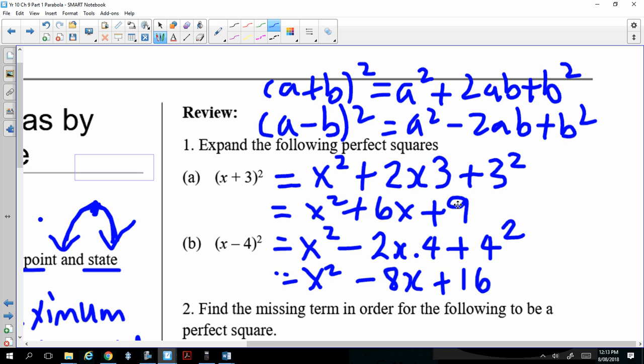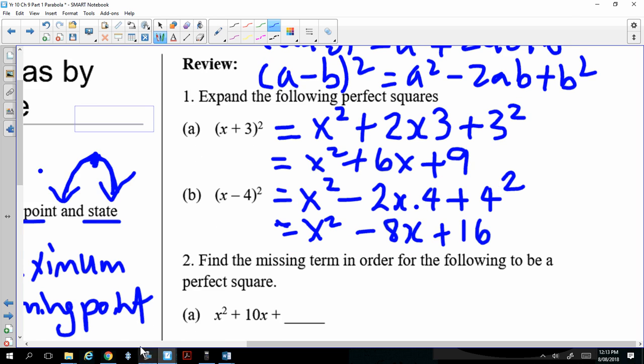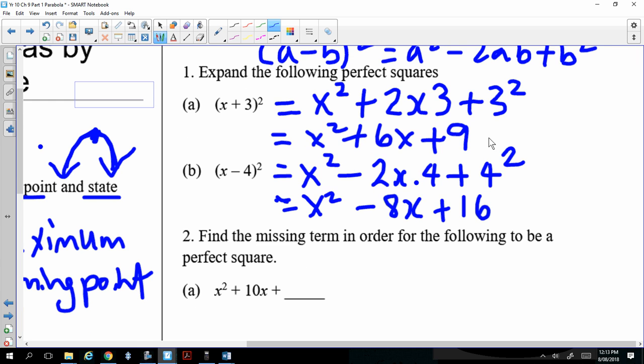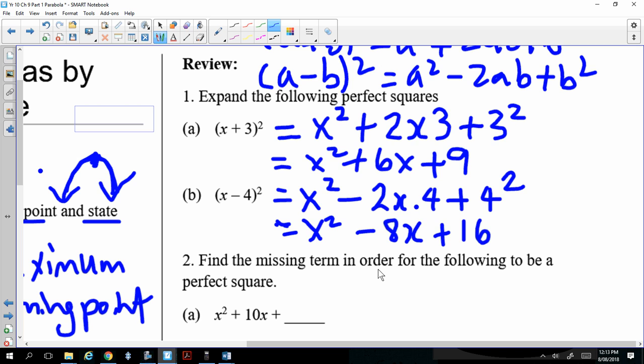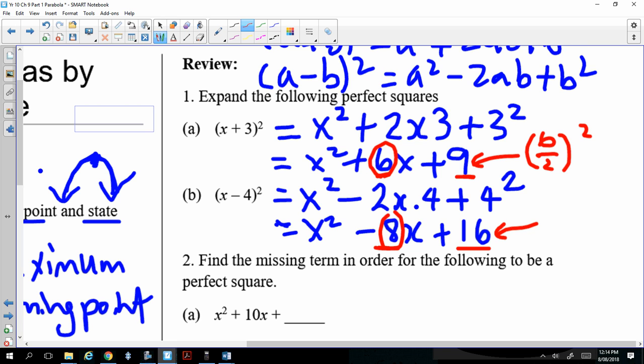Now we're going to learn how to complete the square. What does completing the square mean? Alright, let's go through this. Find the missing term in order for the following to be a perfect square. Let's see if you can find any connection between the 6 and the 9, and the 8 and the 16. Well, we see that the 9 comes from halving the 6, which is 6 over 2, before you square. And the same thing with the 16: halve the 8 first, which is 4, before you square. So now we know how to complete the square.